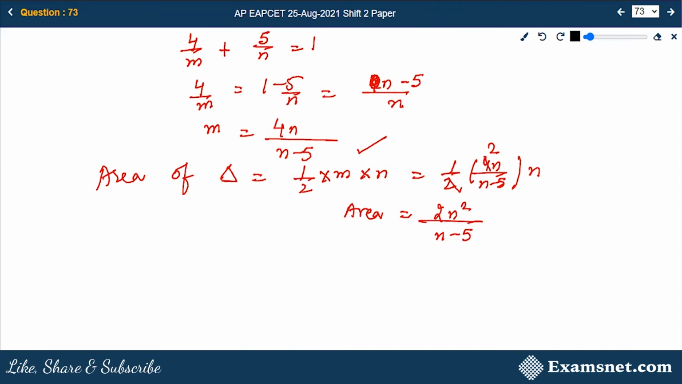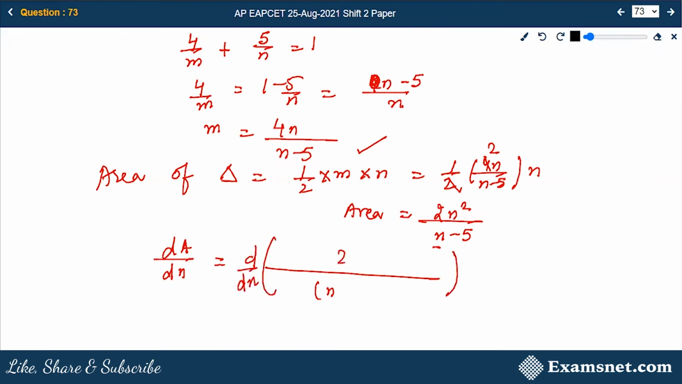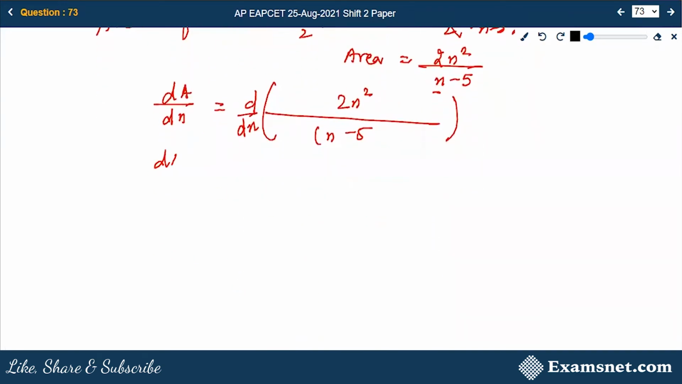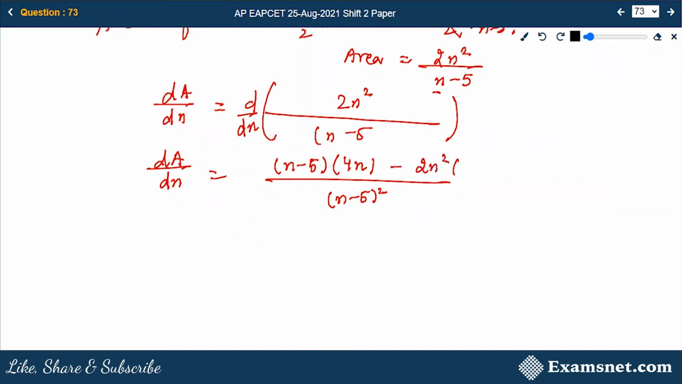Then, first of all, find the derivative of this area with respect to n. The derivative of area with respect to n is given by, I have to find the derivative of this whole thing with respect to n. Okay, so what is the formula for that? Derivative of A with respect to n is denominator square, denominator into derivative of numerator, which is 4n, minus numerator into derivative of denominator.